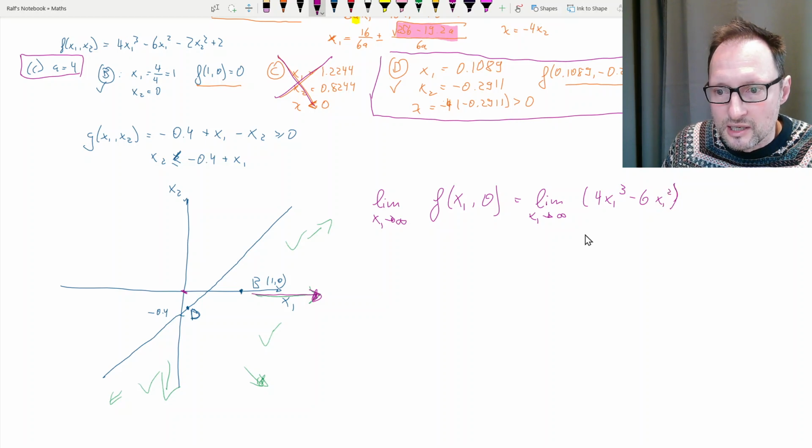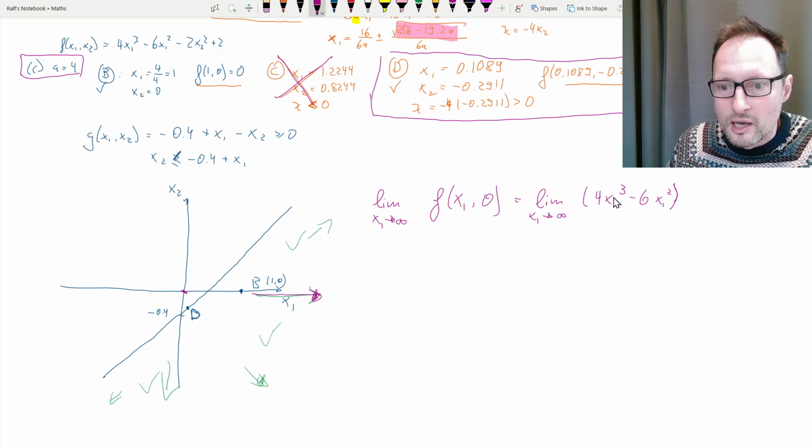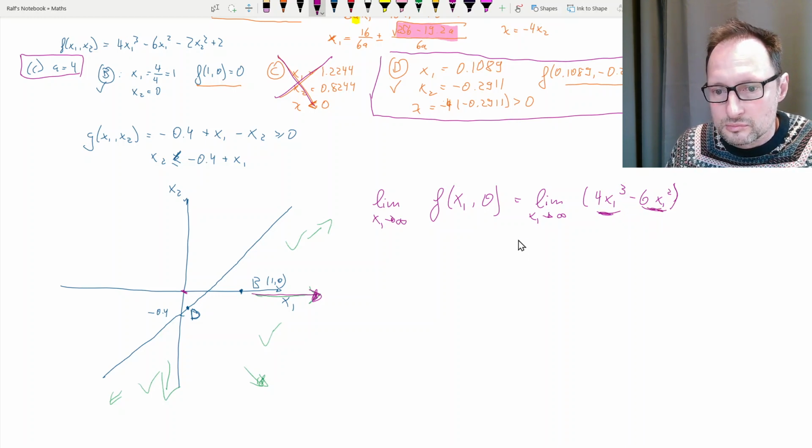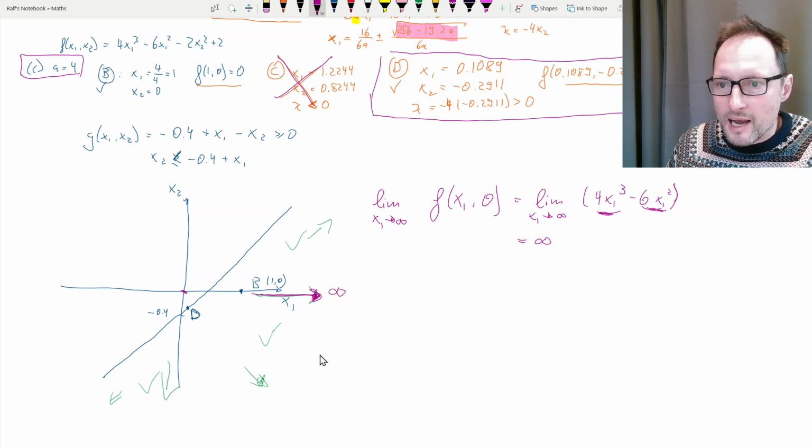squared. So now you see, we have a cubic term which is positive and a quadratic term which is negative, but the cubic term is going to dominate the quadratic term. And so if x1 goes to infinity, this term will go to infinity. This one as well, but this term will go to infinity faster than this. So this is just infinity. So as the function here moves into this direction, the function will actually go to infinity.